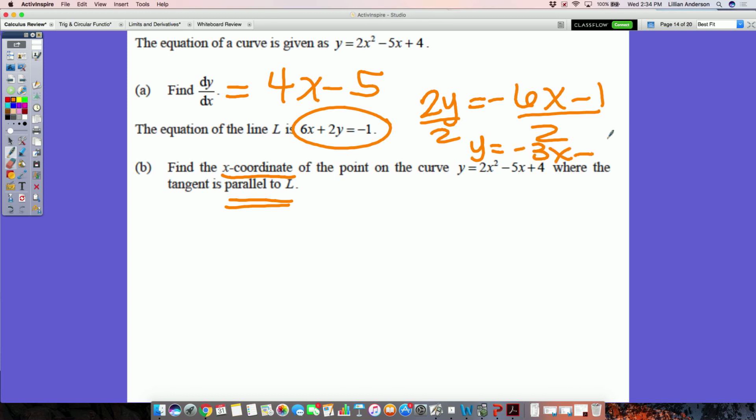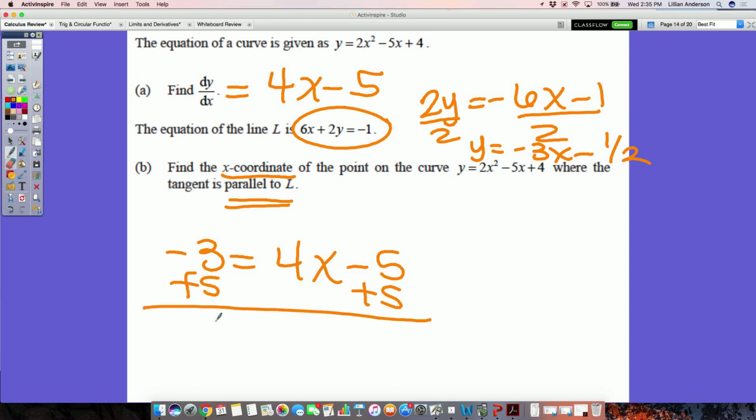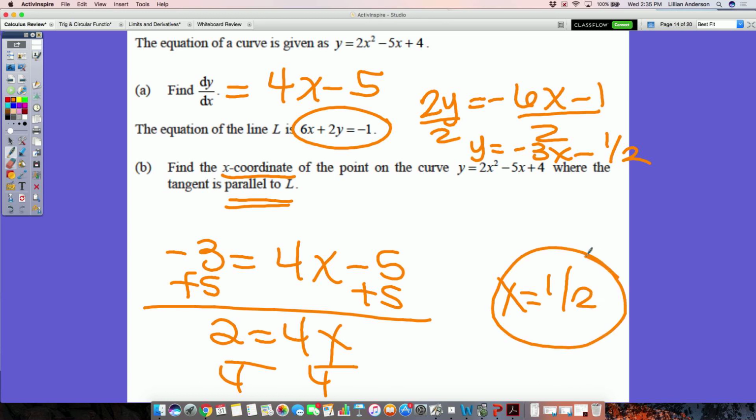So y equals negative 3x minus 1/2. Not really concerned about the 1/2. I'm only concerned about the slope, which is negative 3. So I need to take negative 3 and set it equal to the derivative. That's how you find the x coordinate. How do I solve this? Add 5 to get 2, then divide to get 1/2. The x value is 1/2, where the slope is going to be parallel to that equation L.